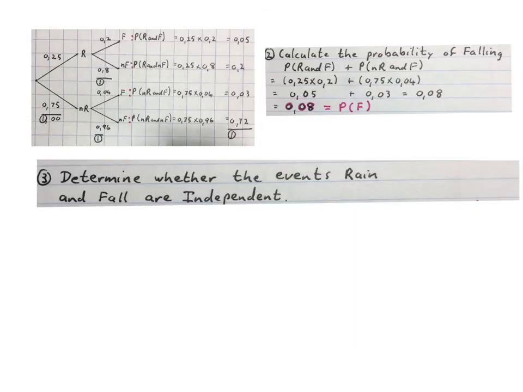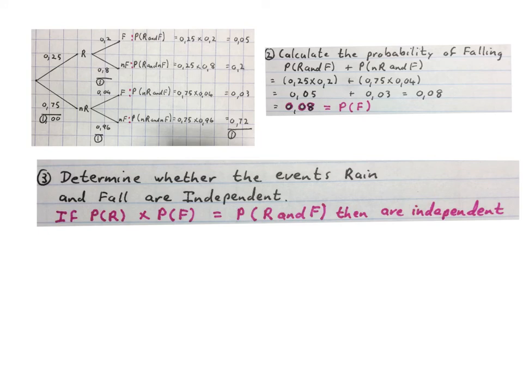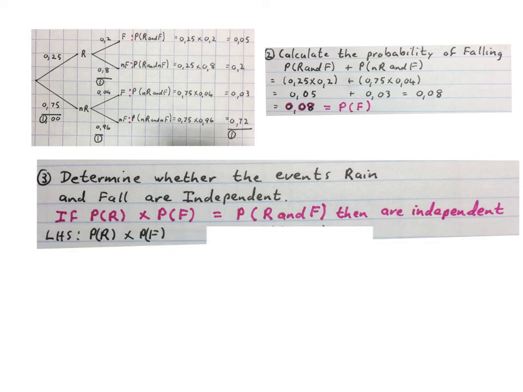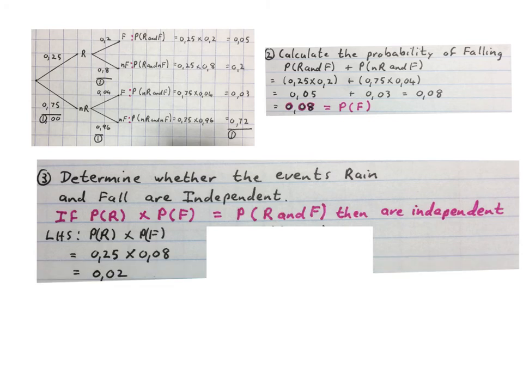Lastly, they ask, determine whether the events raining and falling are independent. I like to write down the formula that they taught us. If the probability of raining times the probability of falling is equal to the probability of rain and falling, then the two events are independent. Then I break the proof up into two parts. I say on the left hand side, the probability of rain times the probability of falling. Fill in their values. Use your calculator, answer 0.02.